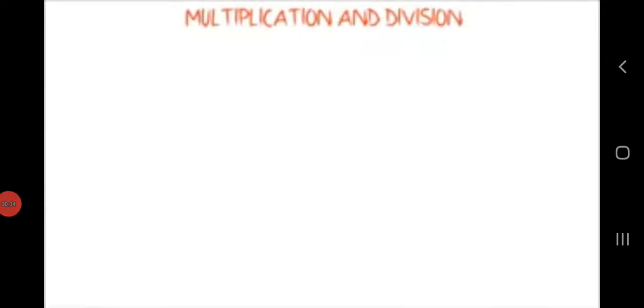In our previous class, we learned the addition and subtraction of algebra. Today our topic is multiplication and division in algebra. So let's start.